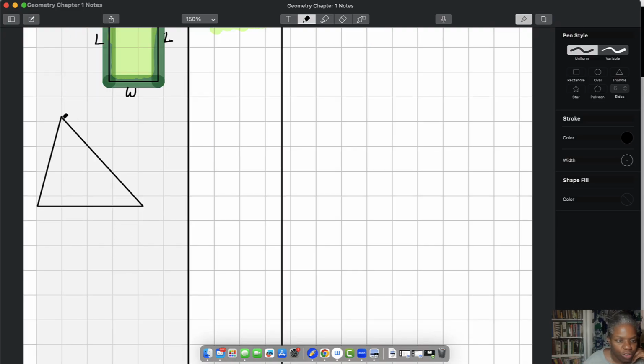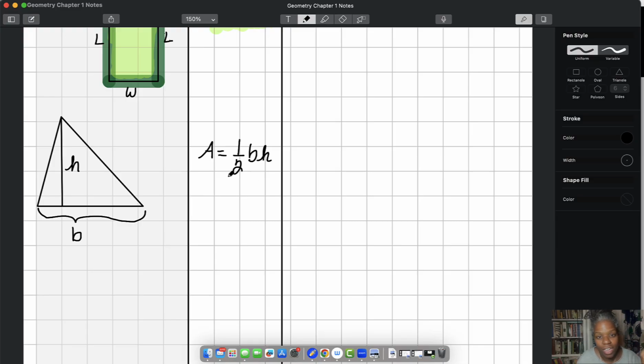When thinking of a triangle, we're going to talk about parts of the triangle that we might not have said before, but a triangle has a height and it has a base. And when you consider the height and the base of the triangle and you want to write the area of that, the area is going to be equal to 1/2 times the base times the height. That's how you find the area of a triangle.